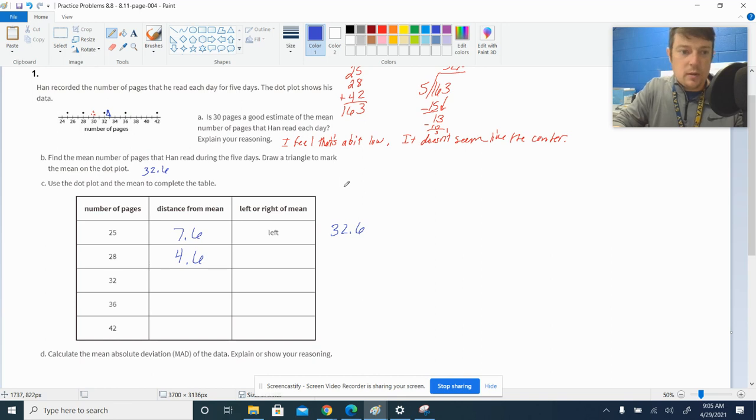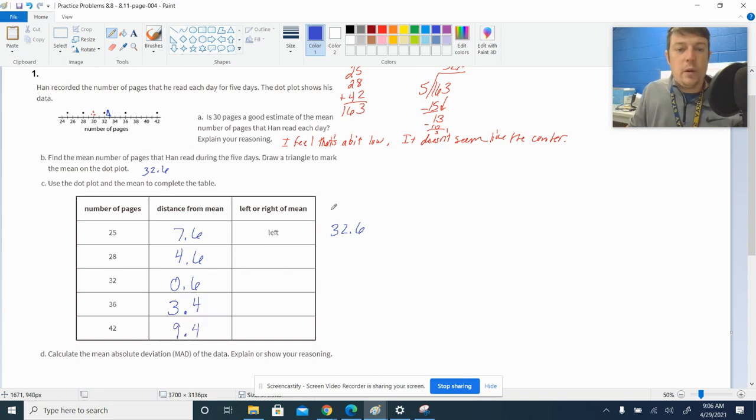32.6 minus 32, I don't even type that one in. That's just going to be 0.6. And now that I've transitioned to numbers that are bigger than 32.6, I'm going to type the bigger number in first because it's a distance and I'm not going to get negatives here. So I'm going to change to 0.4s here on this one, 3.4, and then 42 minus 32.6, which is 9.4.